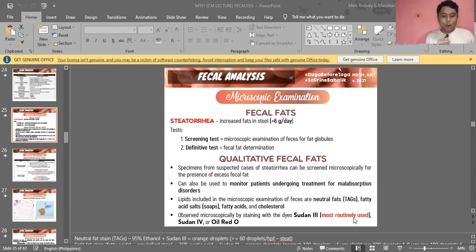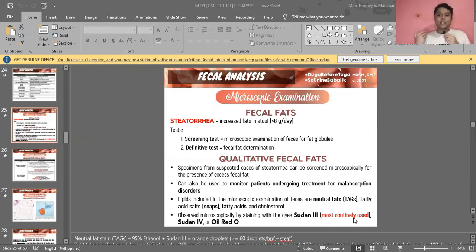Now, lipids included in the microscopic exam are, of course, the neutral fats or your triglycerides. You have the fatty acid salts, which are soaps, like precipitates or the solid portions of fatty acids. You have the fatty acids themselves and, of course, cholesterol. Now, take note, for qualitative screening, we have to use the stains, as I've mentioned. And these are the lipid stains, and we have mentioned that already in your microscopic exam. Examples of these lipid stains are Sudan III, Sudan IV, and oil red O. The most common being used is Sudan III, okay? And of course, the fat droplets will be stained orange-red, okay? Orange-red droplets, okay? All right.